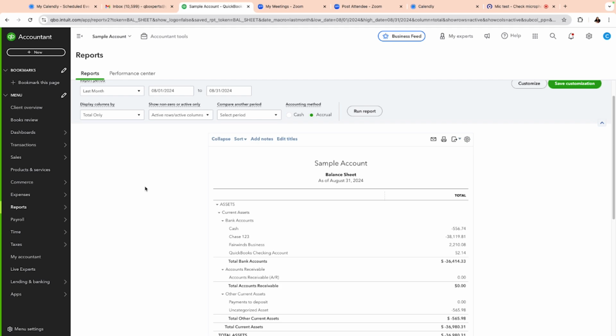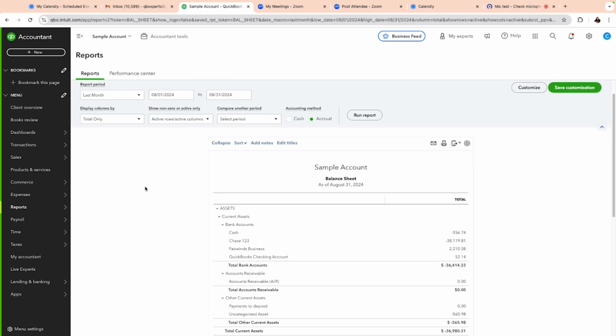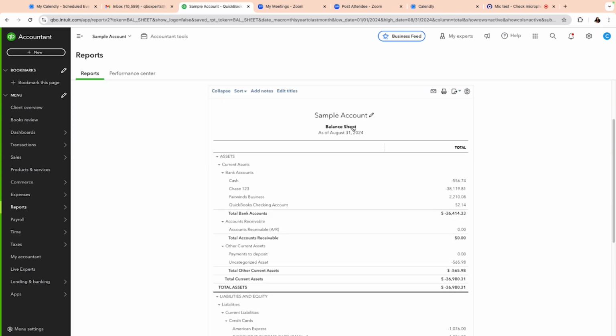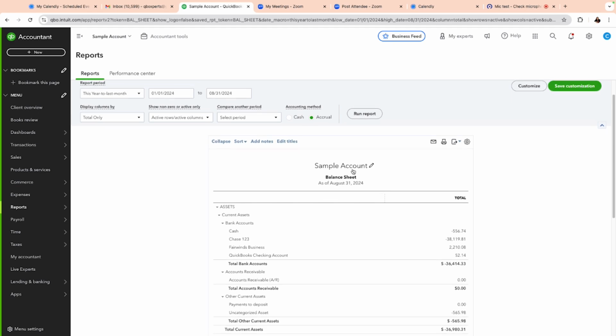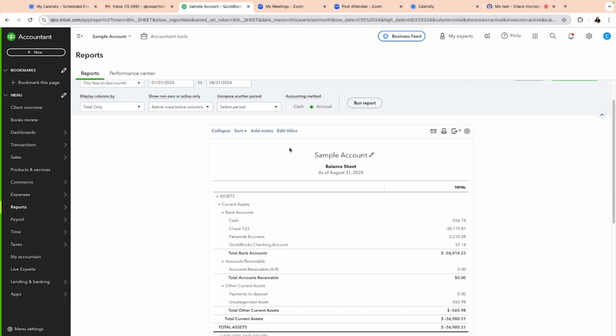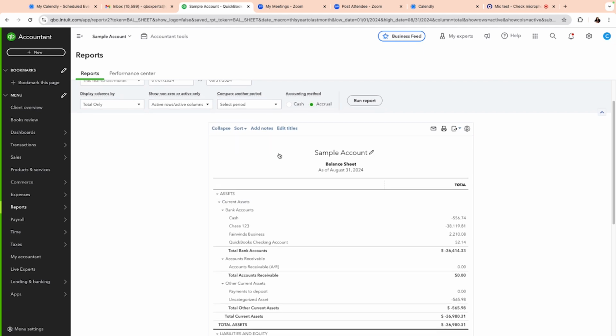There's a lot of things you can do here. Now, for the balance sheet, I'm going to start with this year to last month. You want to make sure that your reports are reconciled and all corrected before we get to here, but you still may find a few things that may be off. Obviously, this is a simple account. The information here is not necessarily correct.